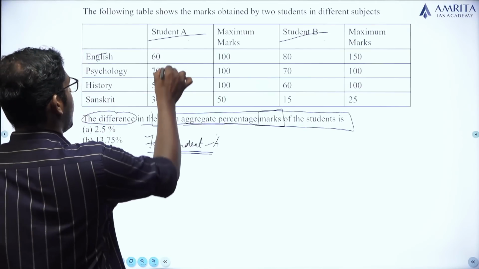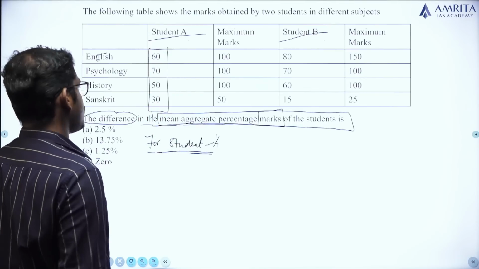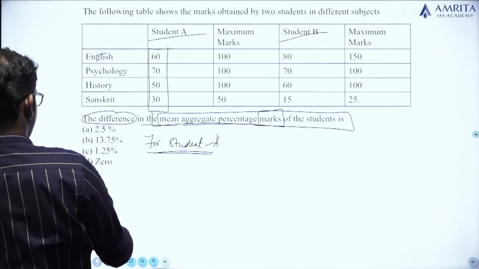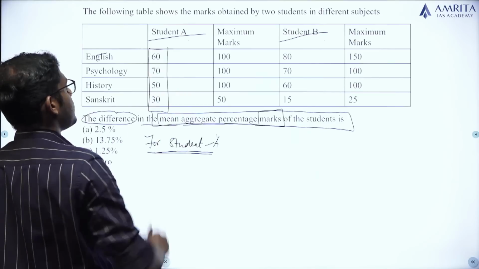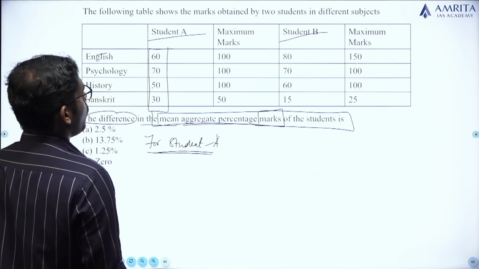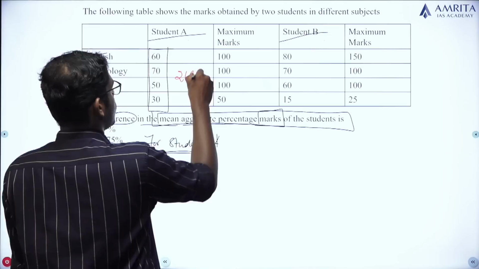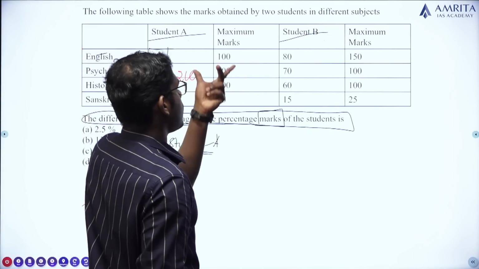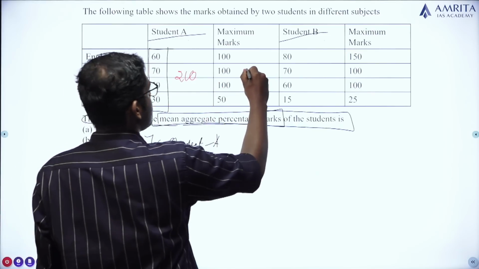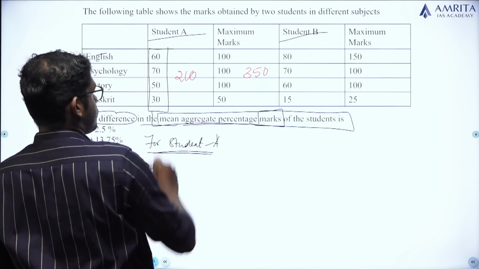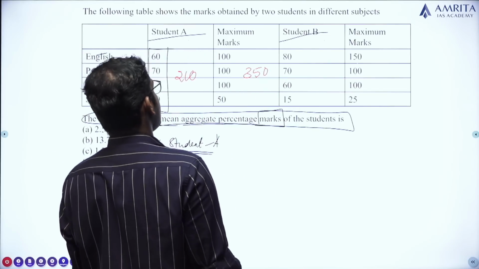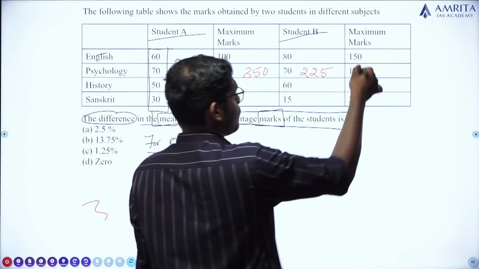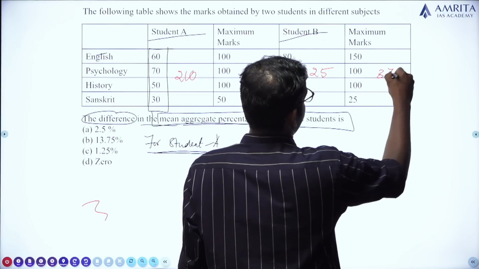What is the total marks of student A? 60 plus 70, 130, 130 plus 50, 180, 180 plus 30 is 210. So the total marks of student A is 210, but the total maximum marks is 100, 200, 300, 350. Now, for student B, the total marks is 225. The maximum marks is 150, 250, 350, 375.